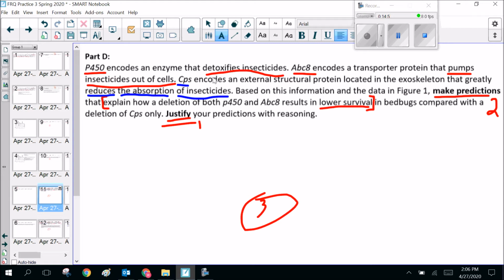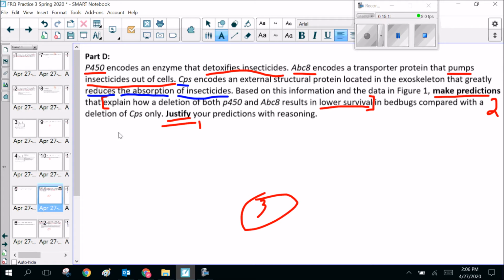CPS, what does it do? It says it encodes internal blah, blah, blah. Basically, if I'm reading this right, CPS is going to reduce the amount of poison that the cell can actually take in. So it reduces the absorption of poison. That's cool. Okay, so now that I've clarified to myself what these guys mean without all this fancy technical language, I can keep going. Based on the information in the data, make predictions to explain how the deletion of P450 and ABC8 results in lower survival.